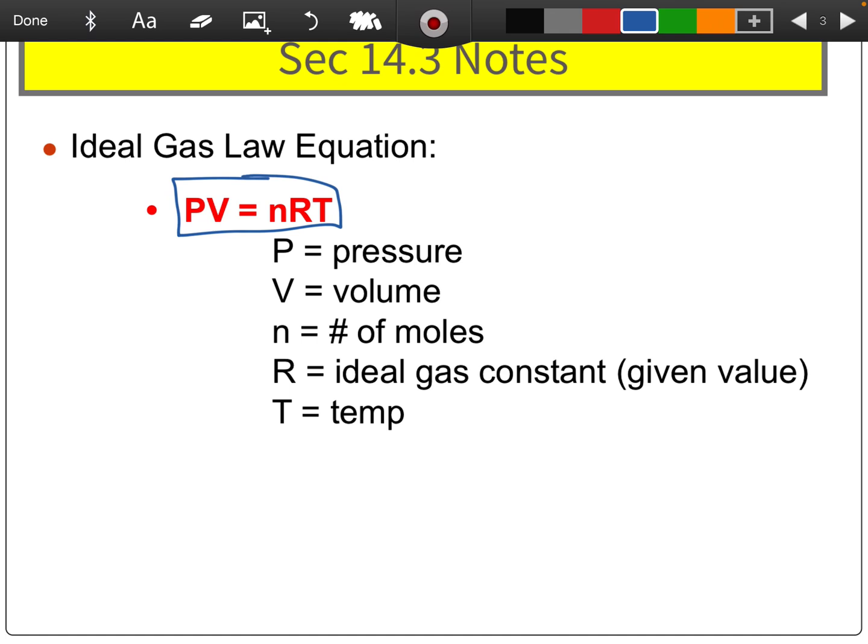So P is pressure, V is volume, n is number of moles, R is the ideal gas constant, and that's a given value that you're just basically going to plug into the formula. And we get that constant from standard temperature and pressure values. So I can show you in a second how we got that R value. And then T is temperature. So PV is equal to nRT. So that's the last and final equation that we'll use this unit.